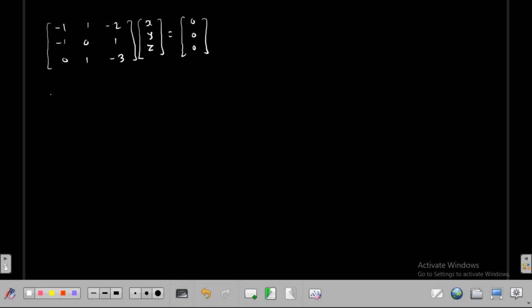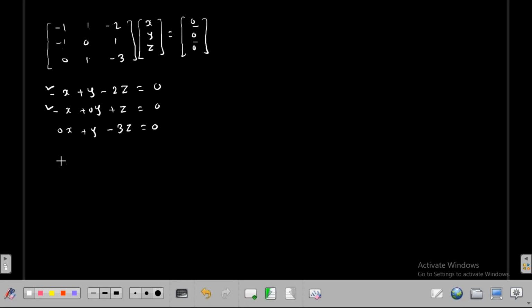So here minus x plus y minus 2z equal to 0. Make the second equation from the second row: minus x plus 0y plus z equal to 0. From the third row, 0x, this is for y, this is for z, minus 3z equal to 0. So take these two equations to find x, y, z.